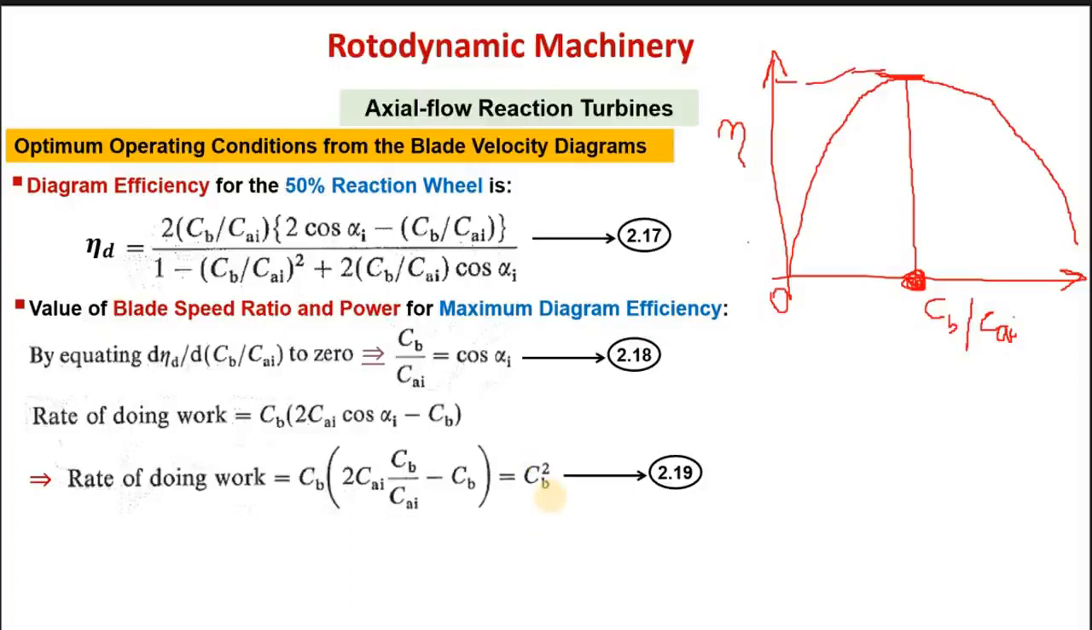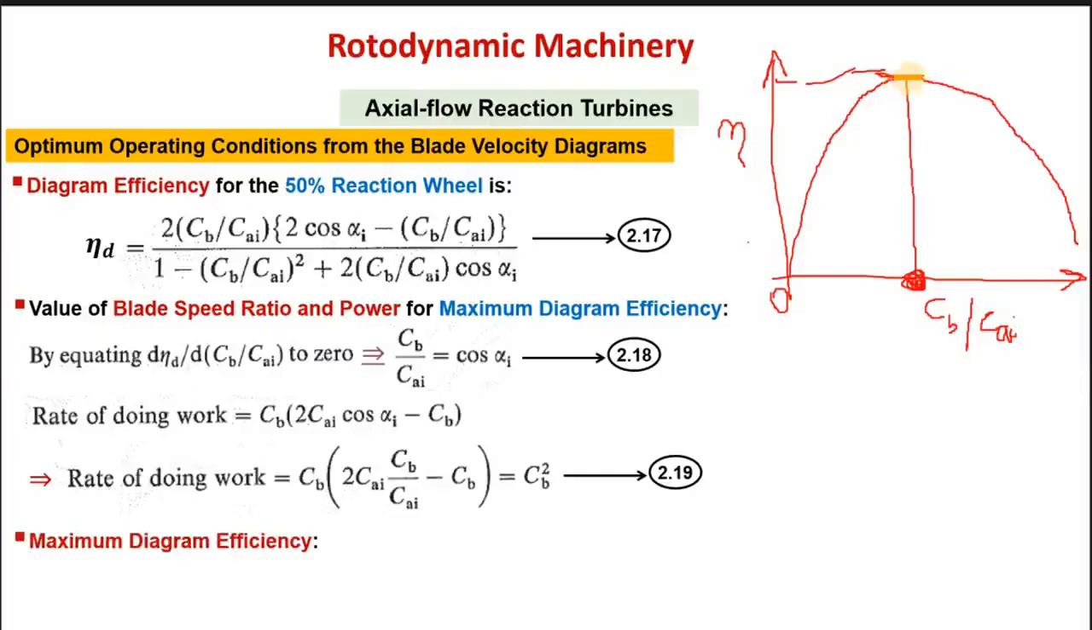So, in case of impulse turbine, this was 2 CB square, but in case of reaction turbine, it comes out to be CB square, right? But in case of reaction turbine, CB will be higher. For the same CAI, in case of impulse turbine, CB was less because CB over CAI was cos alpha I by 2. But in case of reaction turbine, for the same CAI, CB is higher, so that's why there is no 2 here. CB is significantly high because CB is equal to simply CAI cos alpha I for this optimum condition.